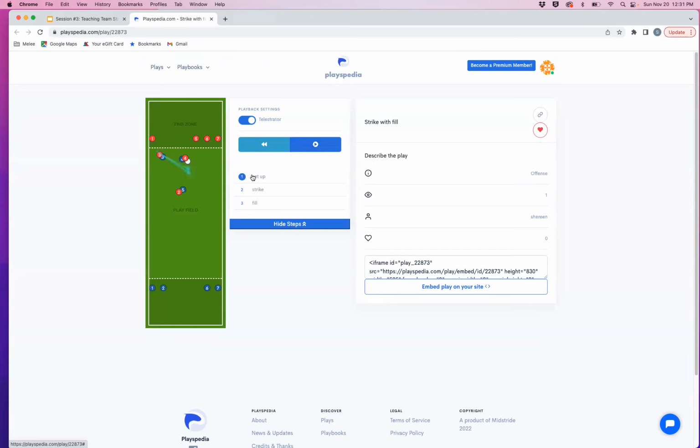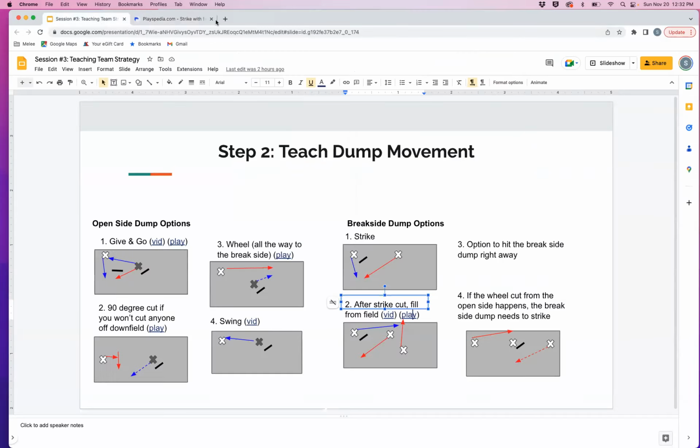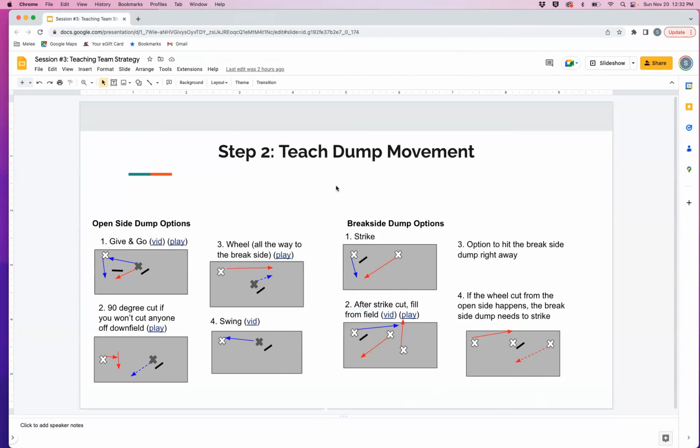And these are simple things you can drill. So for example, here, you could just set up a drill where people are just practicing this movement. So you could have 6 people on the field, and then you just practice this strike and fill, and then have the handler throw it. And it's super simple. You can do it with a small amount of people. Just drilling these concepts over and over again, I think, is very important.